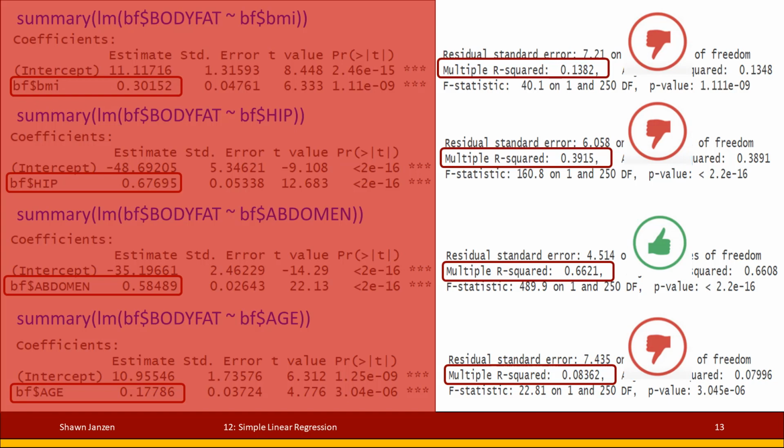Again, this is going to follow rather closely since we're in simple regression land. The correlation results are going to track along rather well with our regression results here. Also keep in mind all of these are highly statistically significant as well. So abdomen is going to be our best choice when we're doing these various comparisons.